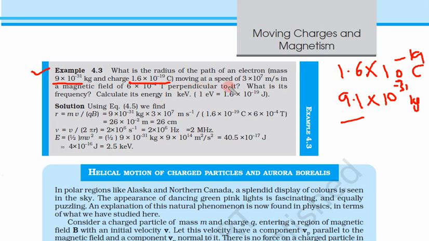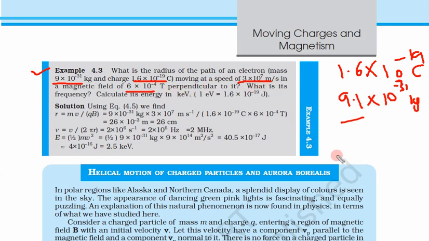Now this electron is moving with a speed of 3 into 10 to power 7 meter per second in a magnetic field of 6 into 10 to the power minus 4 Tesla. Again, the magnetic field is given in Tesla, but this magnetic field is quite small, 6 into 10 to power minus 4 Tesla, perpendicular to it.